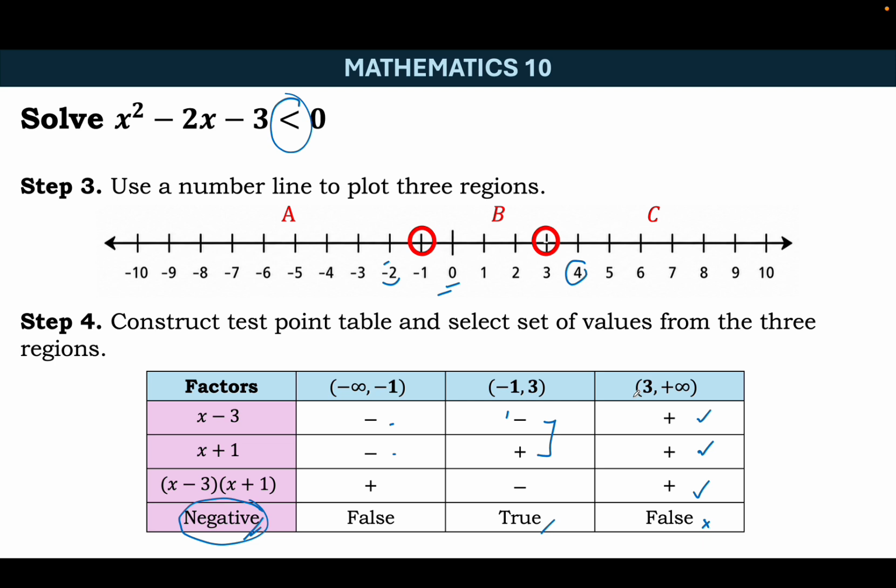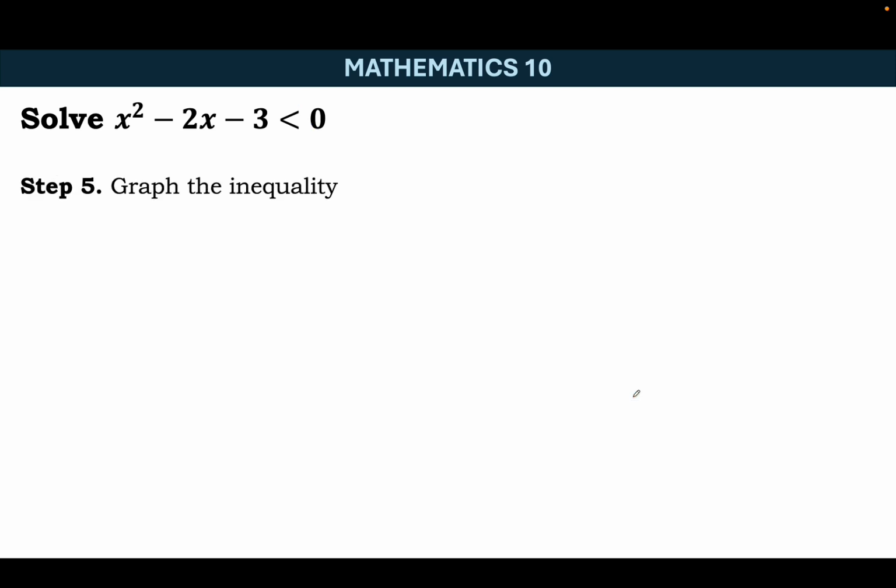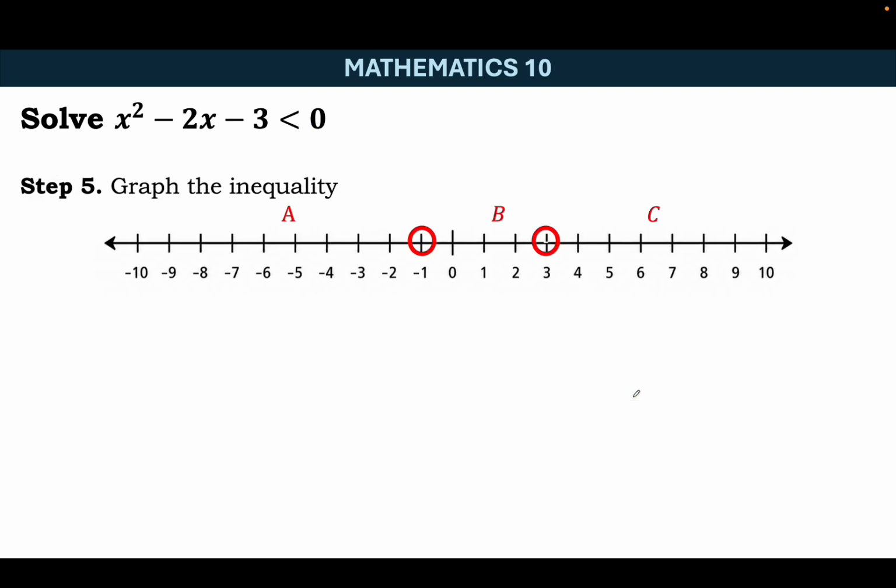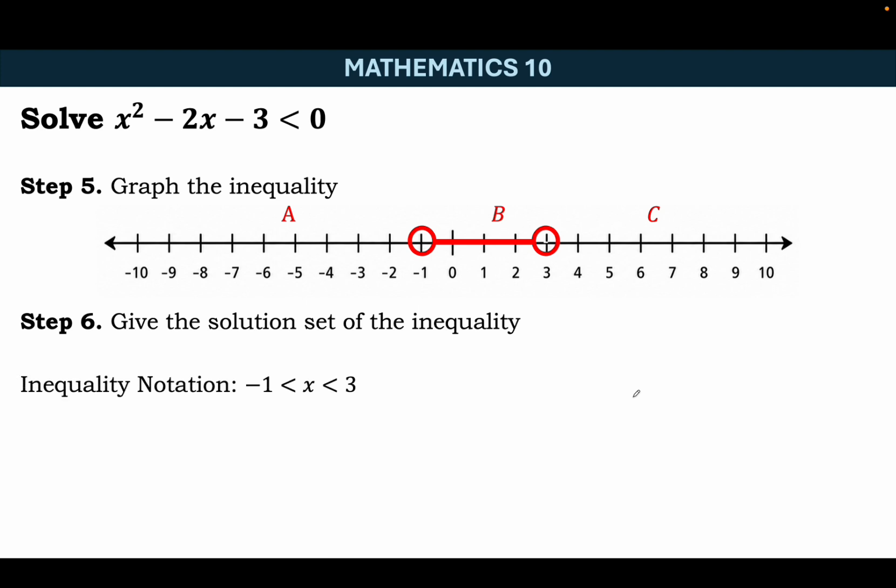So, ibig sabihin, for the step 5, if we're going to graph the inequality, ang may shade dito, anong region? Okay, region B. And to write the given solution set of the inequality, using an inequality notation, we have to use this symbol. So, x is greater than negative 1 but less than 3.